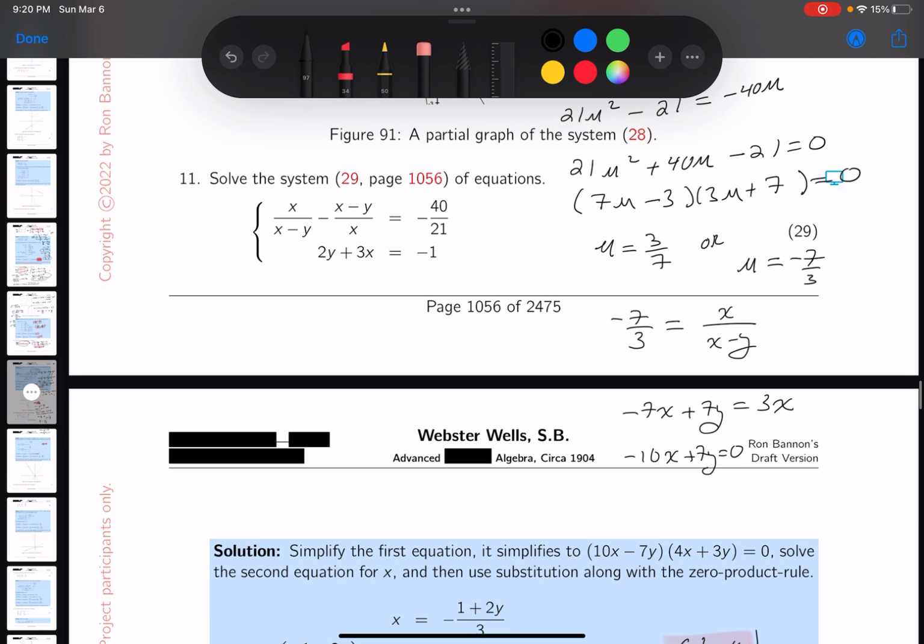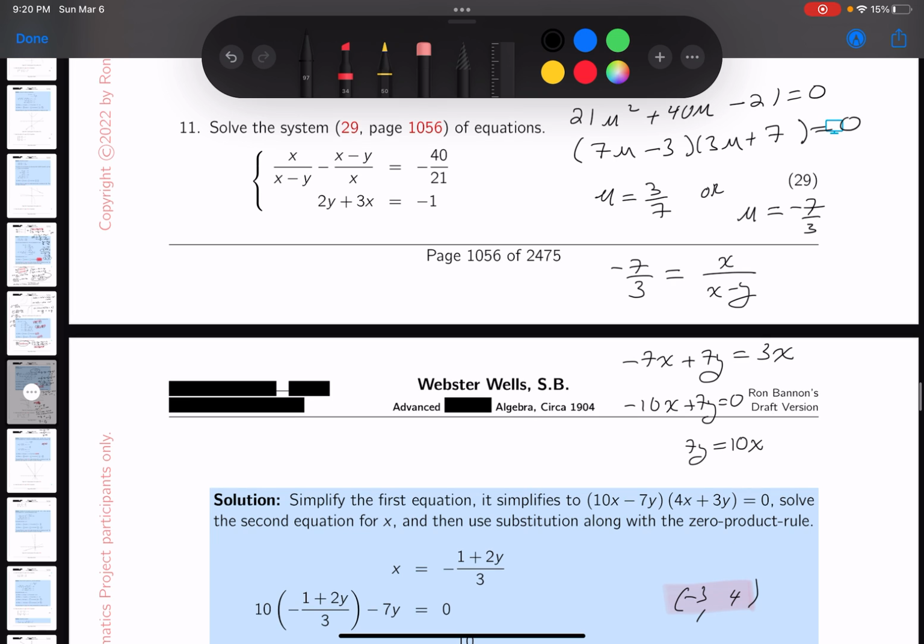Well, I'm going to do the same thing I did in a prior one. I could write down 7y is equal to 10x, right? And then I'll solve for y. What's y? Y is going to be 10 over 7x. And what am I going to do with that? I'm going to plug it in here again. Let's write that down.